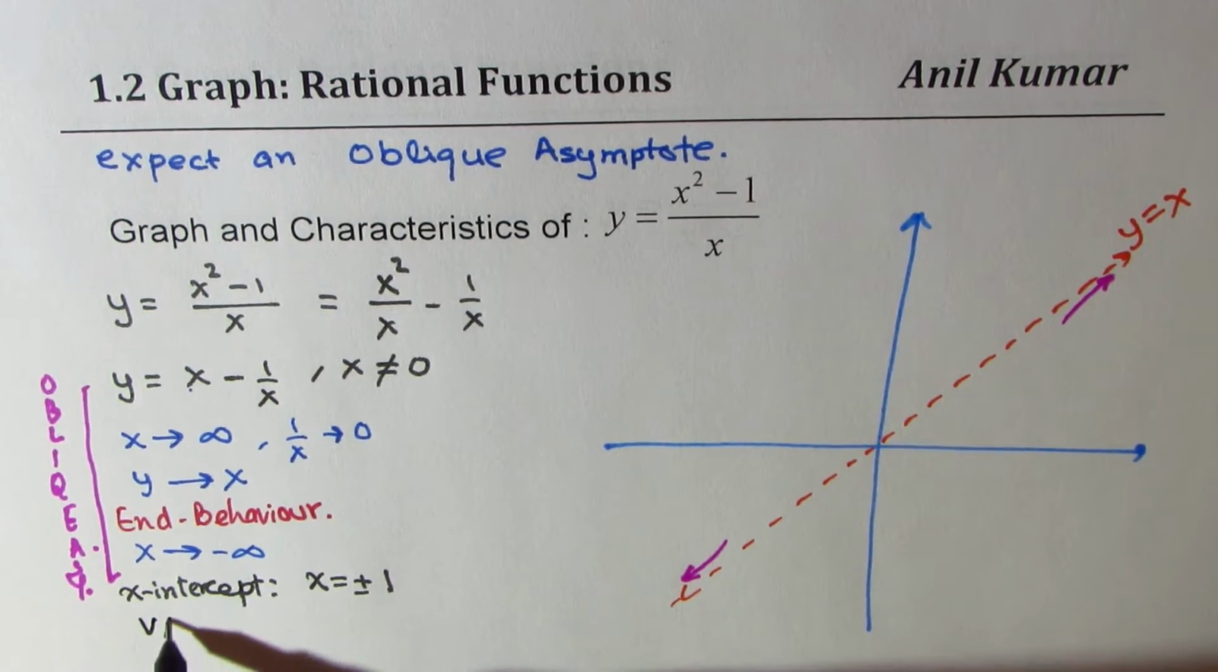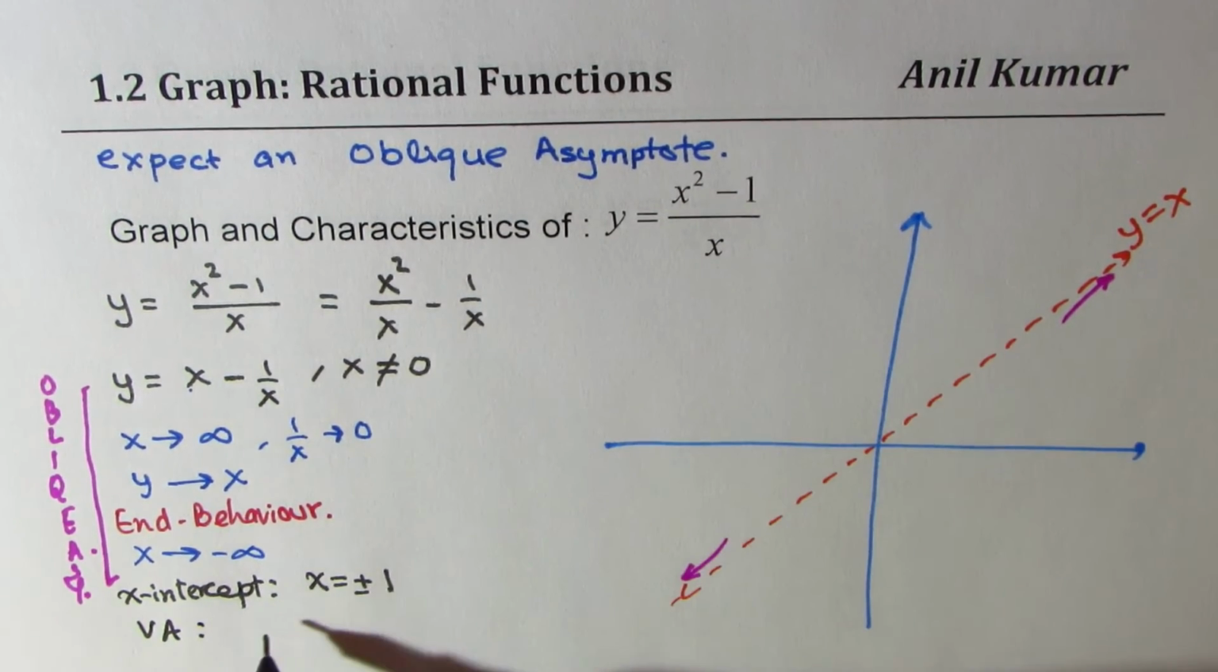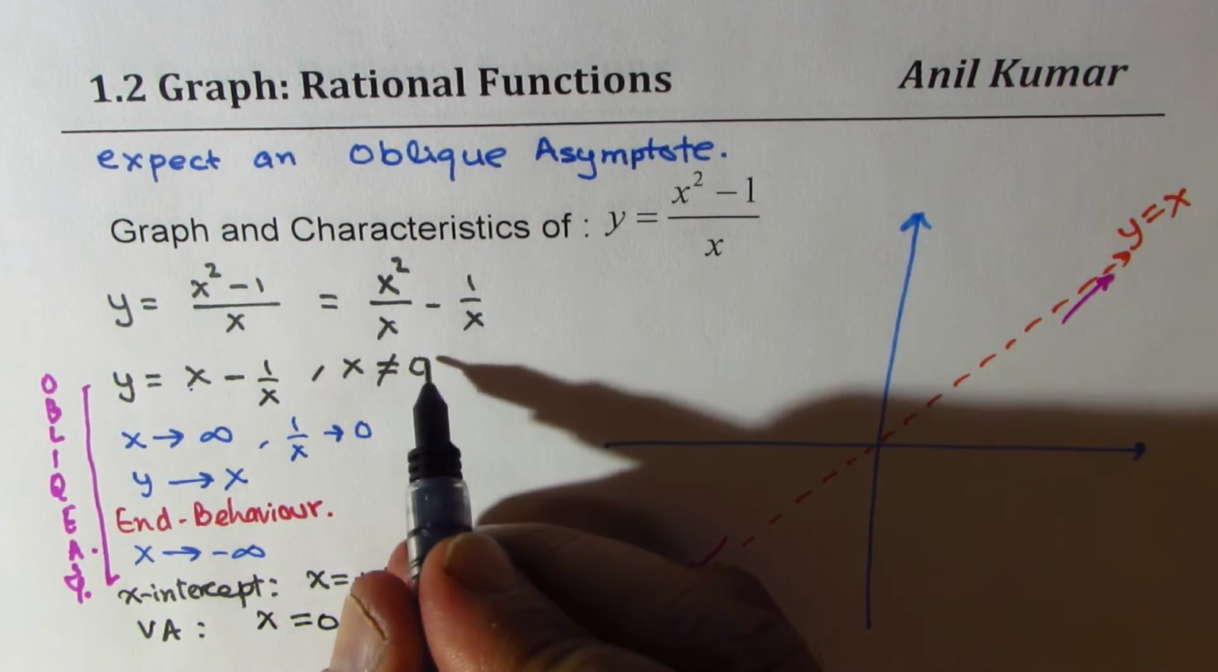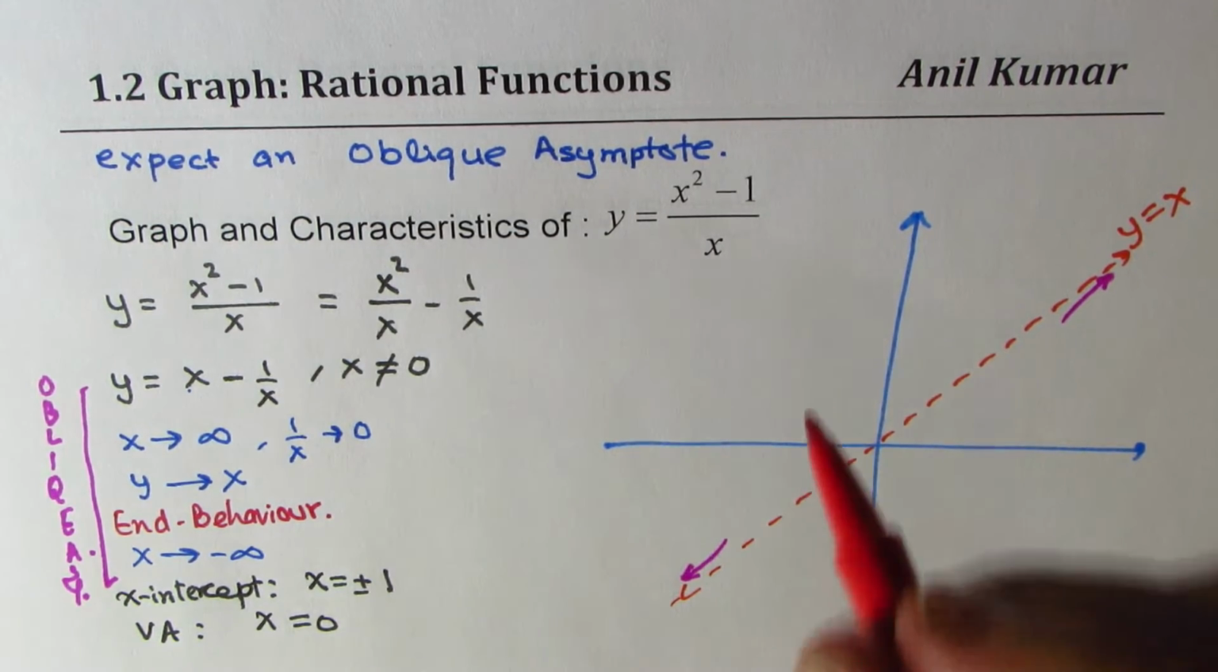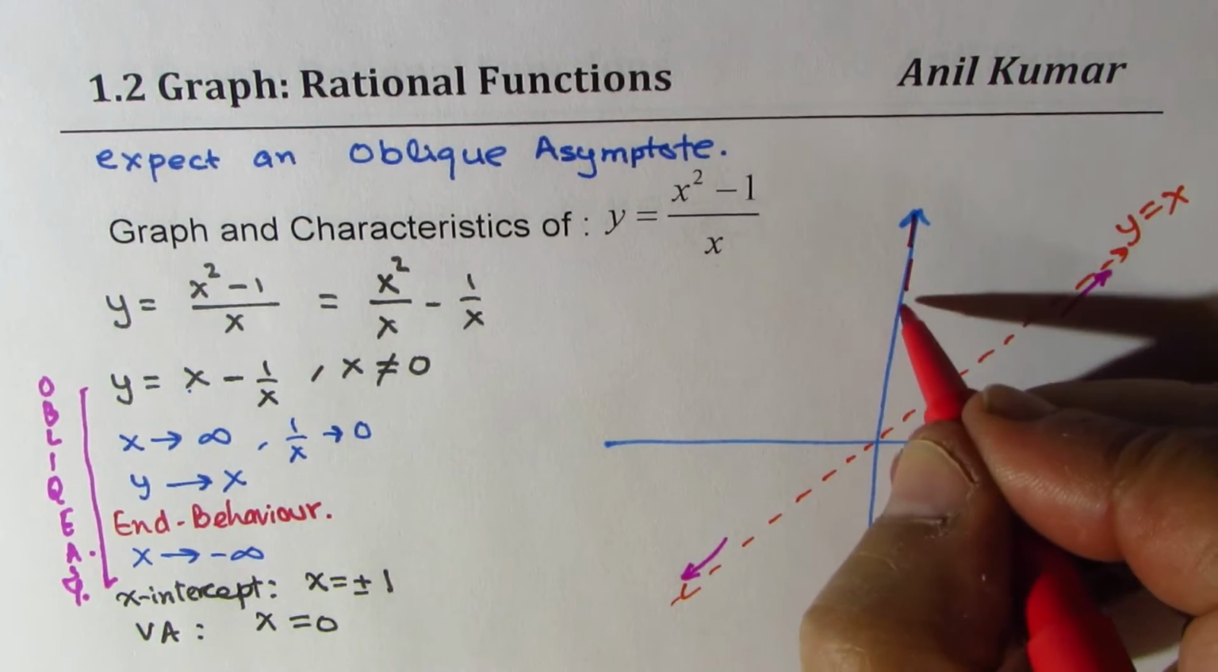And we do have a vertical asymptote, which is x equals 0, of course. That is a restriction. So let me sketch the vertical asymptote, which is right there, the y-axis.